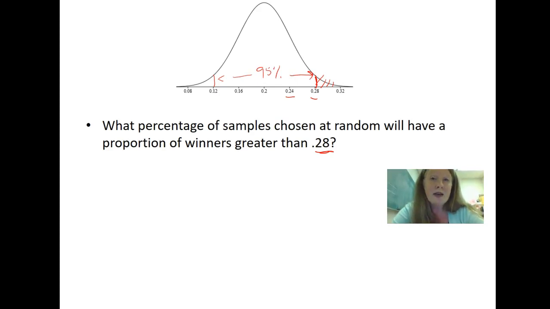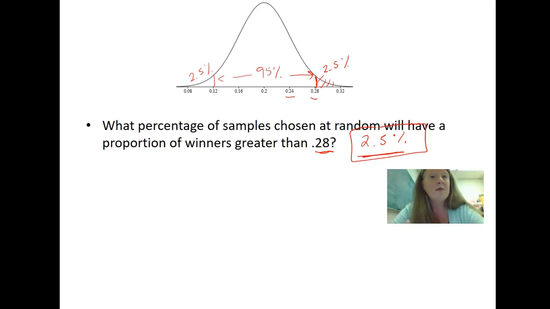That means we'd have 5% left over. Half would be down here. The other half would be up here. So just from drawing this distribution and knowing the empirical rule, I can really quickly answer that question. The answer would be 2.5%. Now, of course, if you didn't remember the empirical rule, what could you do instead? Well, you could convert 0.28 to a z-score and use table B and arrive at a similar answer. It's not going to be exactly 2.5% if you use table B, because remember, the empirical rule is an approximation, but it'll be something close to that.